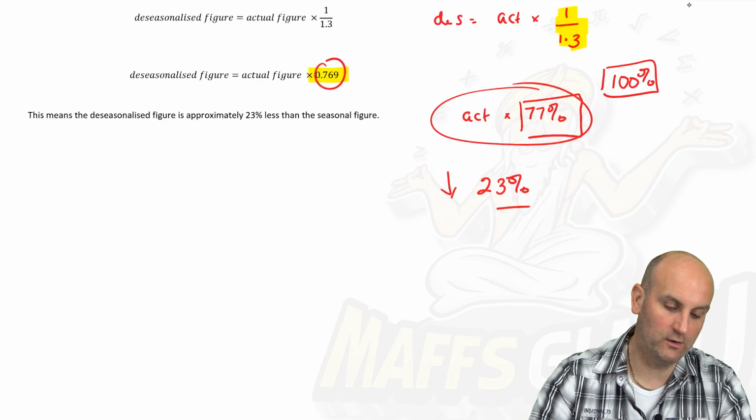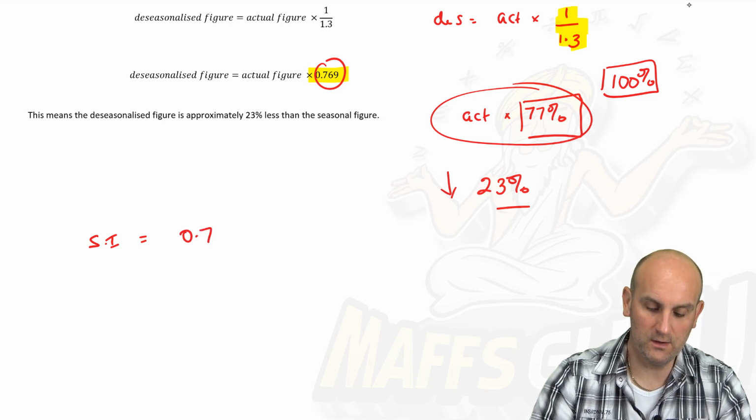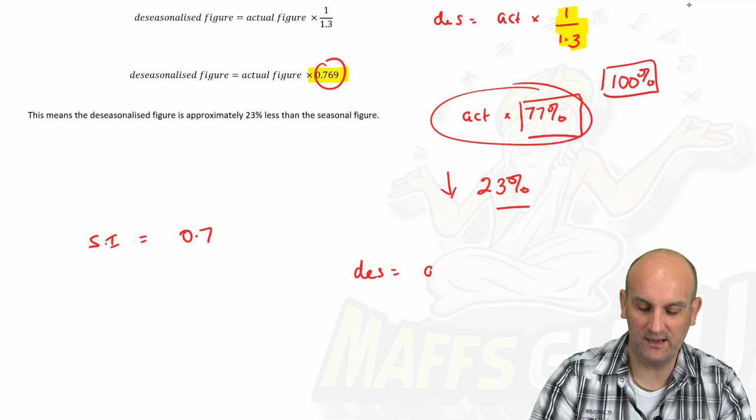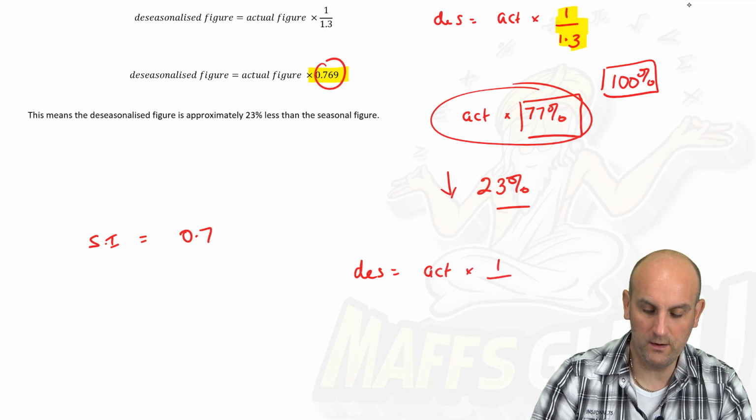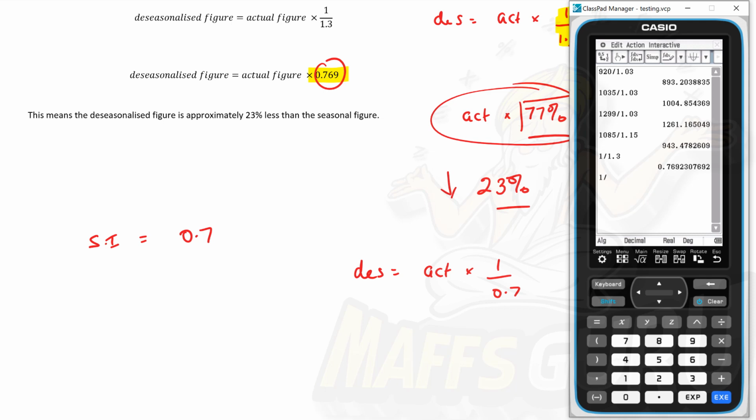The same would be true of, as another example, what if I had a seasonal index of 0.7? Then I would know that my deseasonalized would be my actual value multiplied by 1 on 0.7. Fire up my calculator, 1 divided by 0.7 gives me 1.429. So that becomes equal to the actual times 1.429.